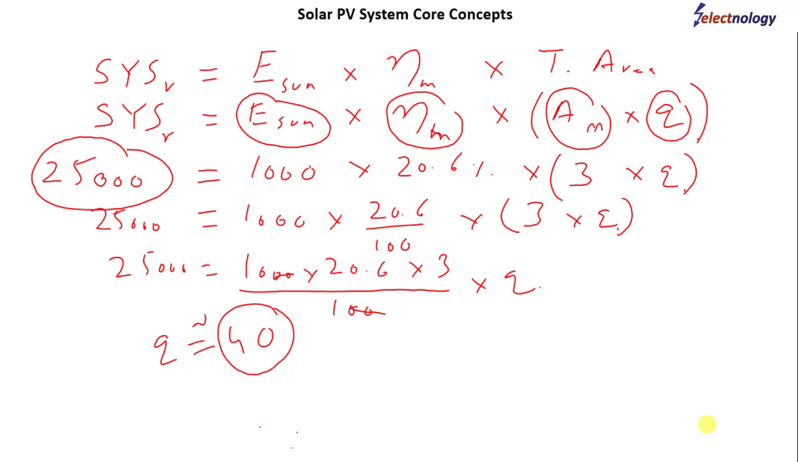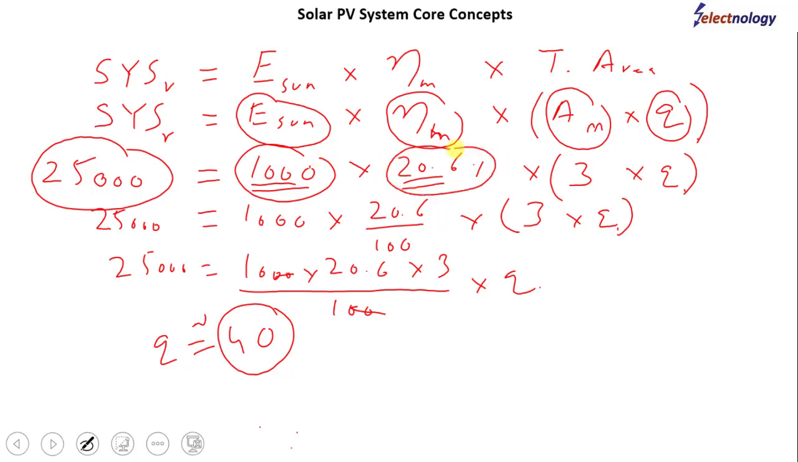Now in this equation we have assumed that the sun energy is 1000 watt per meter square and efficiency is 20.6%. Now remember from our previous discussions that in reality this 1000 watt per meter square will be changing. The efficiency of the PV module will also be changing, because due to its temperature factor this will change. Due to the different sun energy and due to the change in efficiency, we may need more quantity of the PV modules. So let's calculate that.